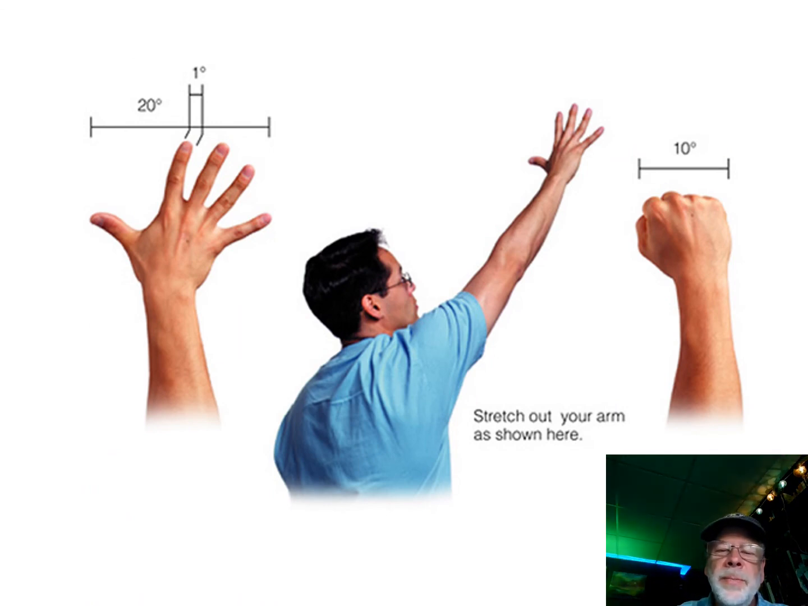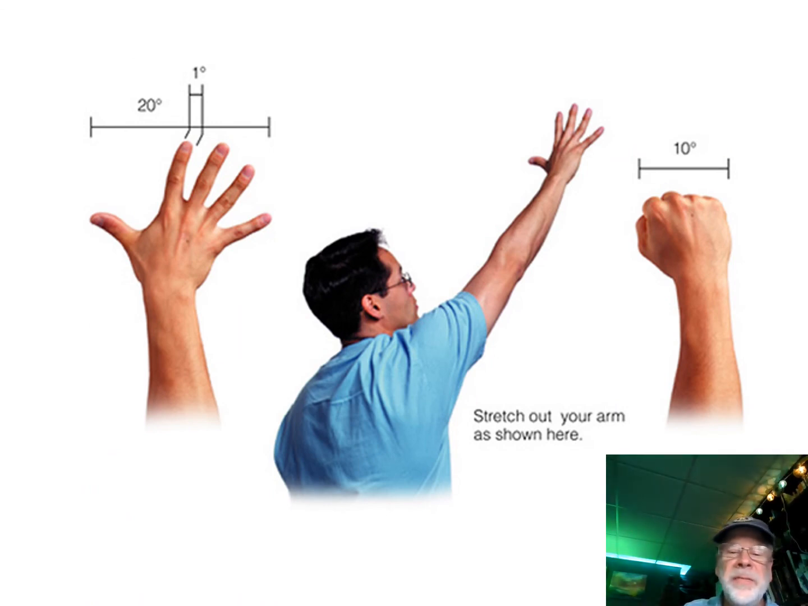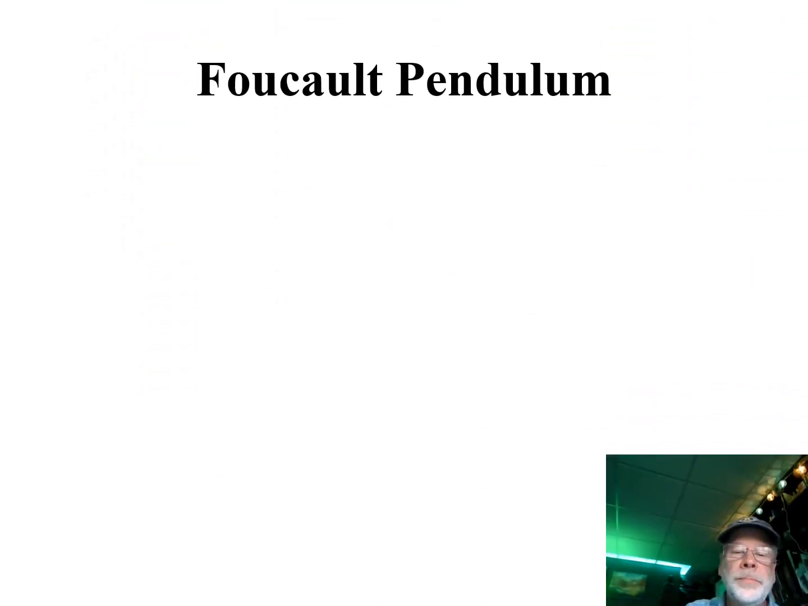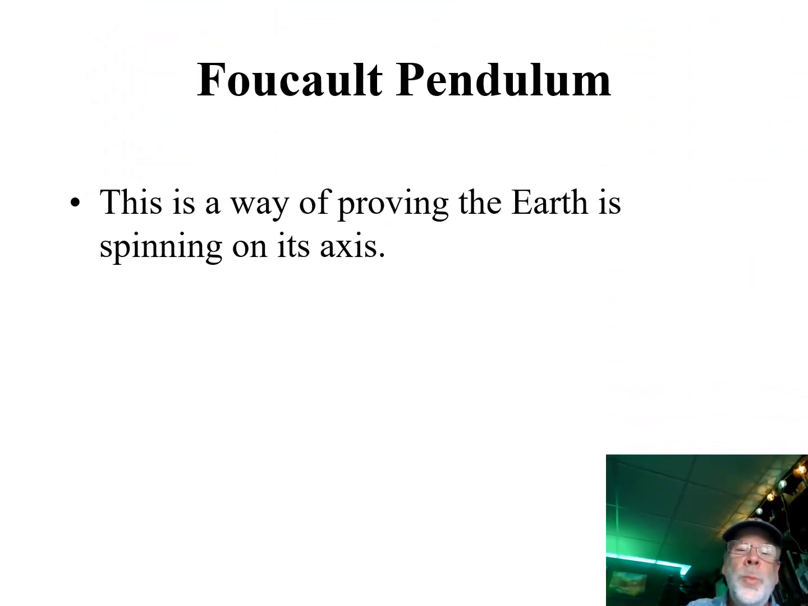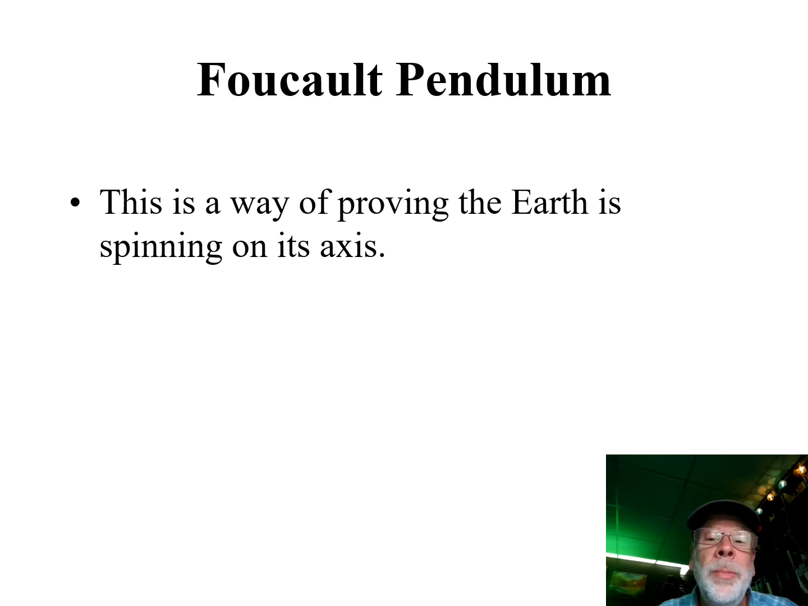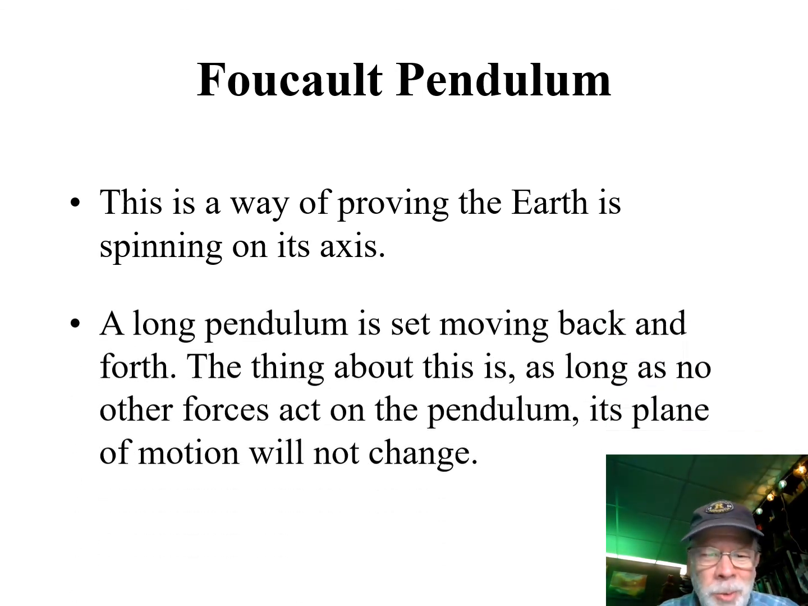Right? So a fist, about 10 degrees. A hand, widely spanned, is about 20 degrees, if that's useful. So the Foucault pendulum. This is a way of proving that the Earth is actually spinning on its axis, right? Remember, we had a lot of trouble ever figuring out that the Earth was moving at all. The Foucault pendulum proves it in a really cool way.